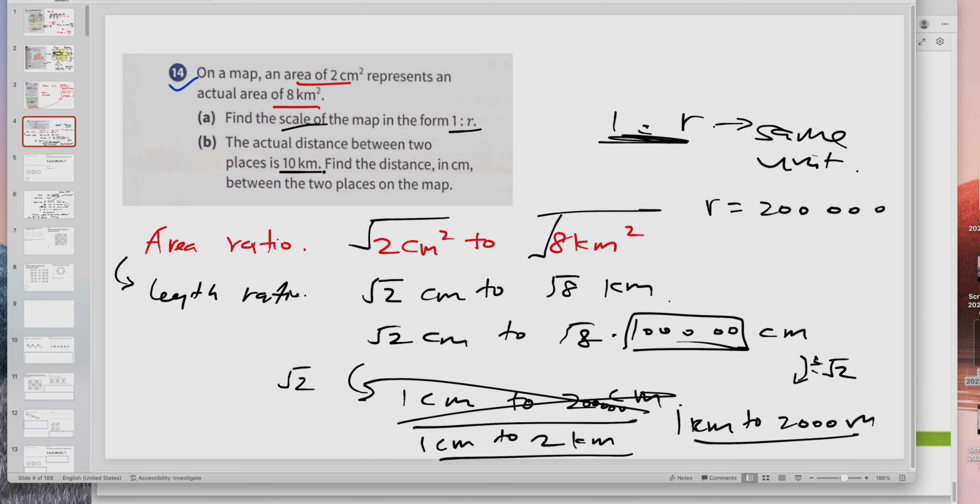They say the actual is 10. So 1 cm to 2 kilometer. Now the actual is 10. So here is times 5, and that also times 5. So it's 5 cm on the map. Simple? Very simple.